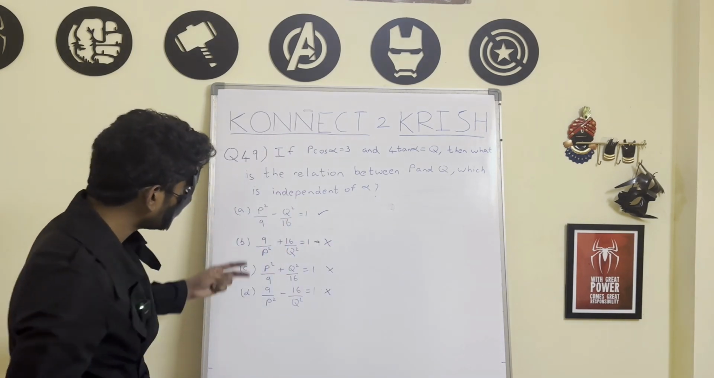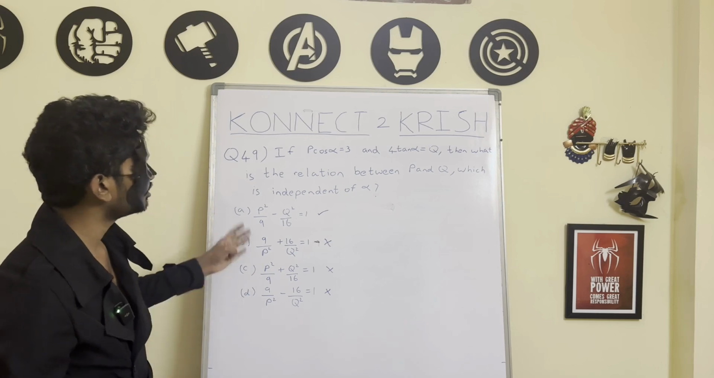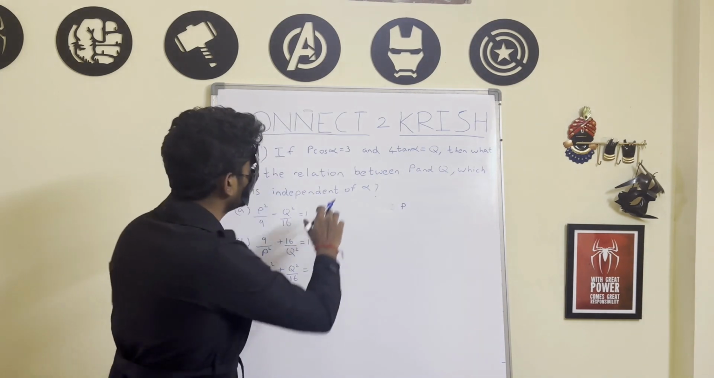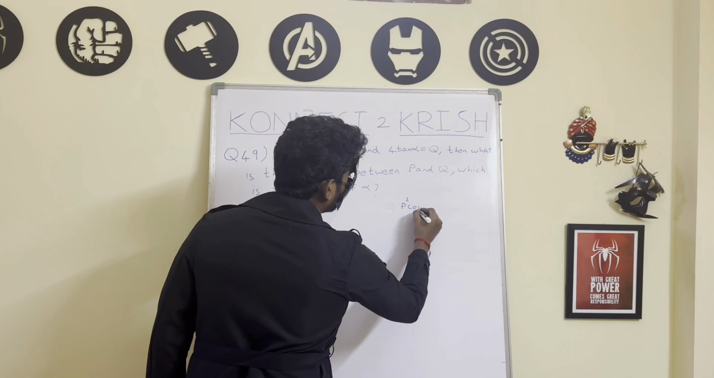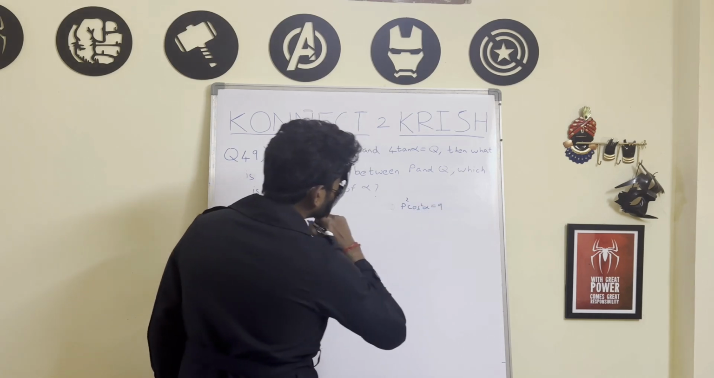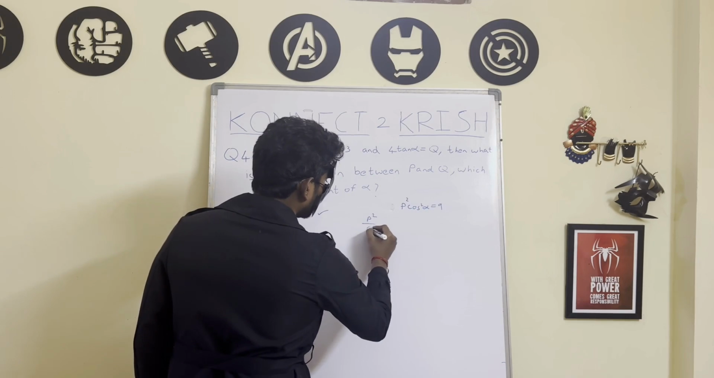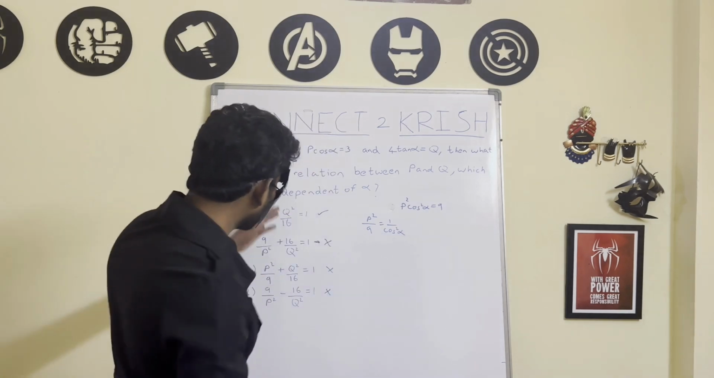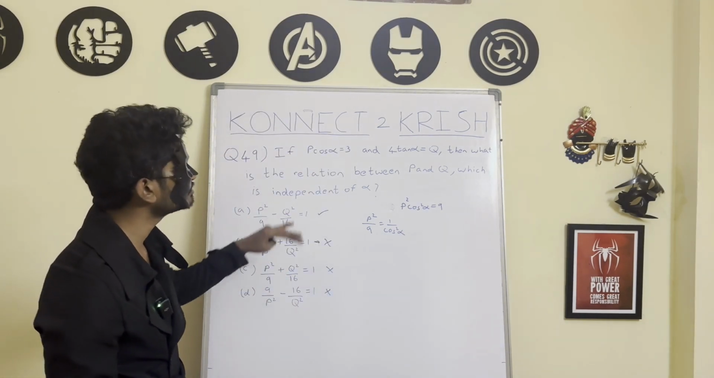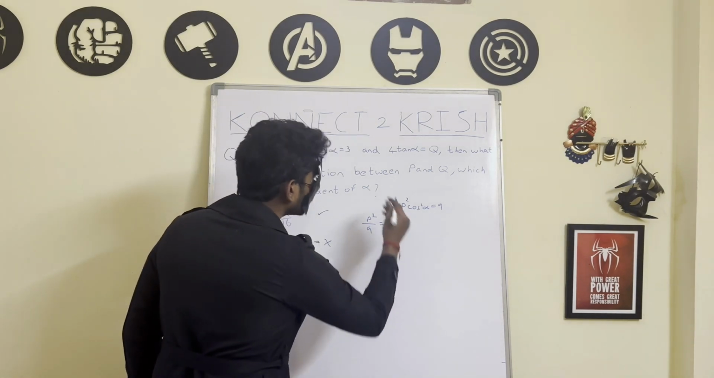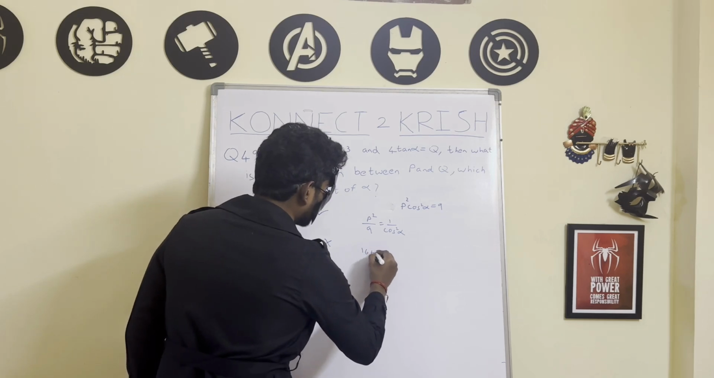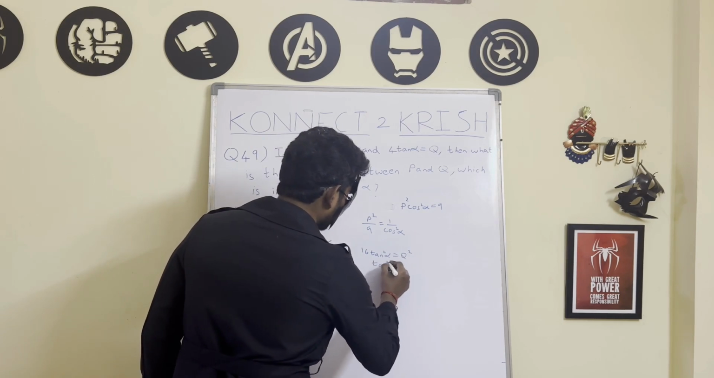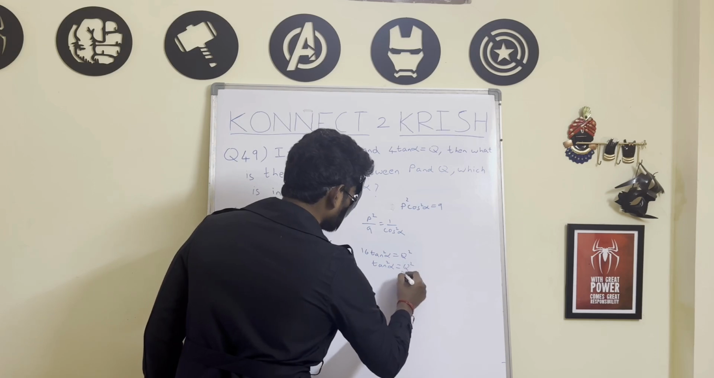I will check in all the options. You can find that P square by 9 or 9 by P square is common. So I will try to find that value. I'll square this equation. Nothing but P square cos square alpha is equal to 9. Now I will write P square by 9 is equal to 1 by cos square alpha. And again here, 16 by Q square or Q square by 16 is common. So I will find that value. I will again square this equation. 16 tan square alpha is equal to Q square. Tan square alpha is equal to Q square by 16.